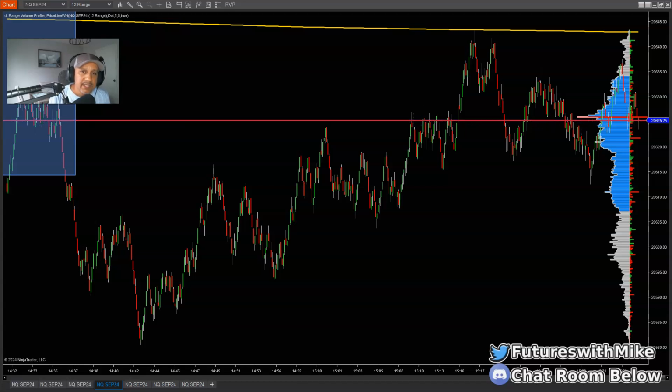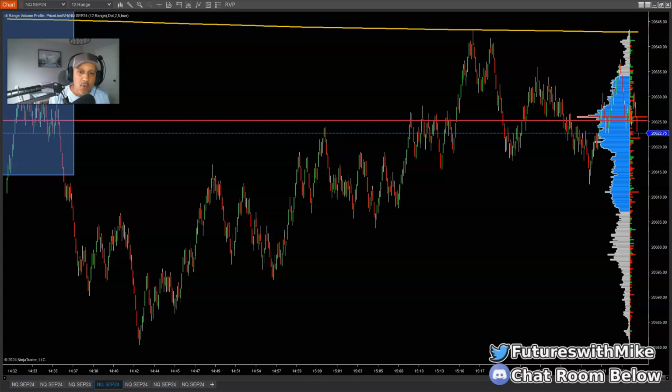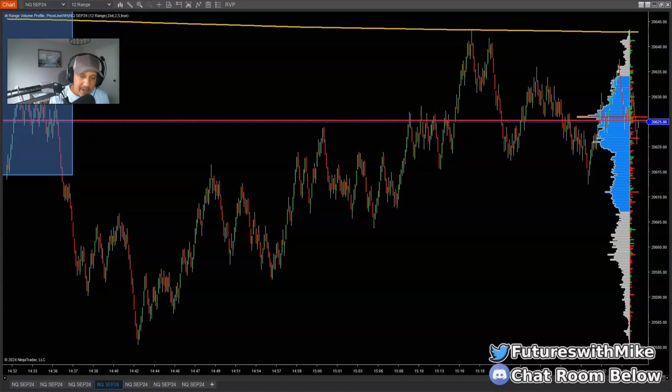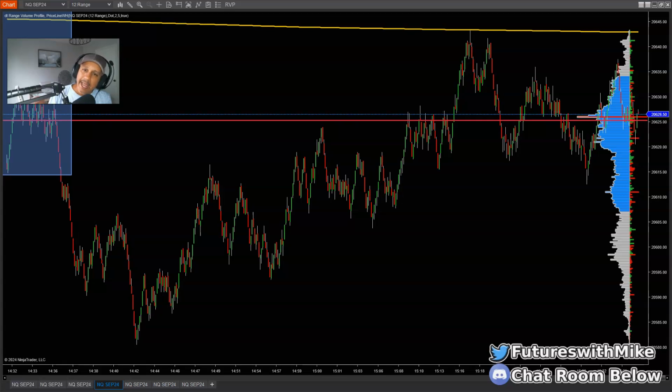So the goal should be, for example, if you make 20 points on the day on the NASDAQ, times 4, 4 ticks in a point, that is 80 ticks. 80 times 50 cents, because the market on the NASDAQ trades at 50 cents a tick. That's going to give you $40.